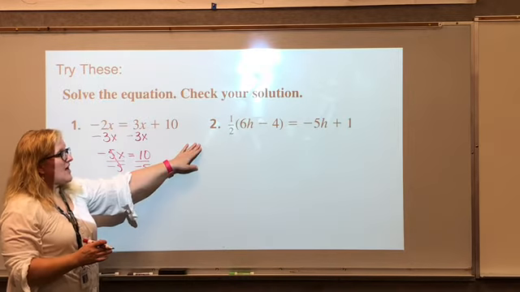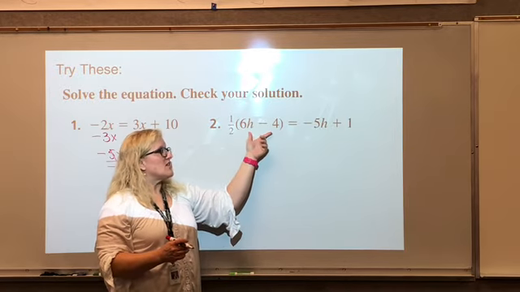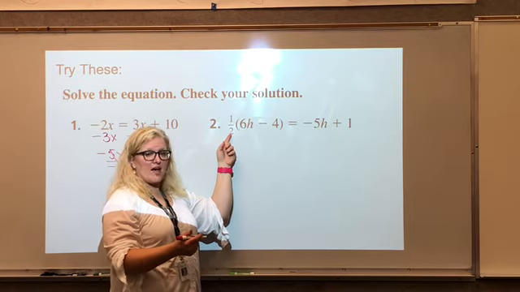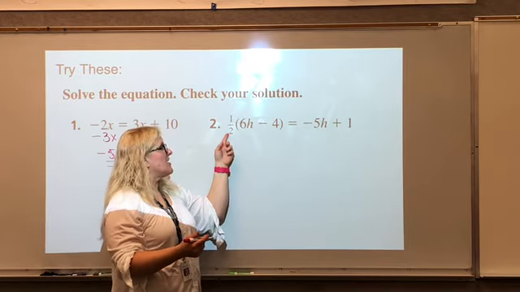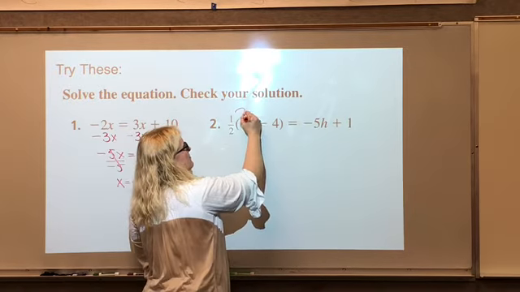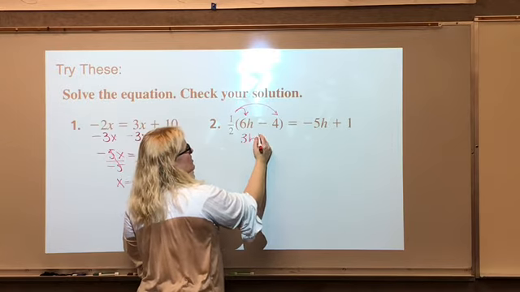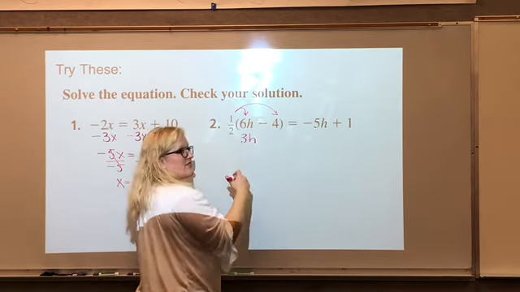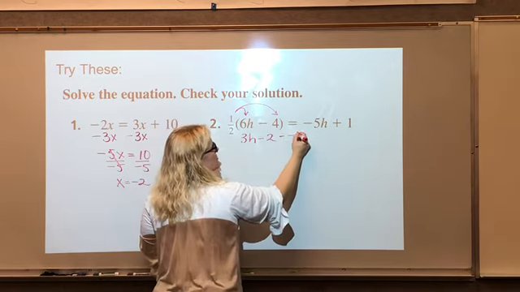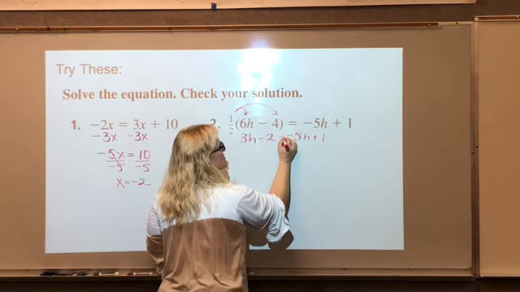Anyway, this one I need to distribute first so that I can use these terms. So when I distribute by 1/2, when I'm multiplying by a fraction, this is the same thing as saying 6 divided by 2. Okay? So 6 divided by 2 is 3h, minus 4 times 1/2, same thing as 4 divided by 2, that's 2, equals negative 5h plus 1. Oops, that doesn't look like it equals, does it?